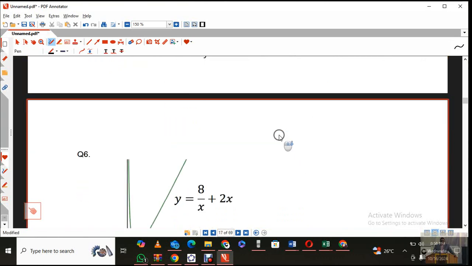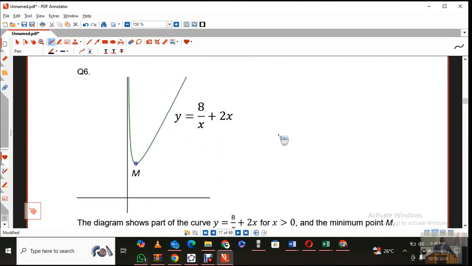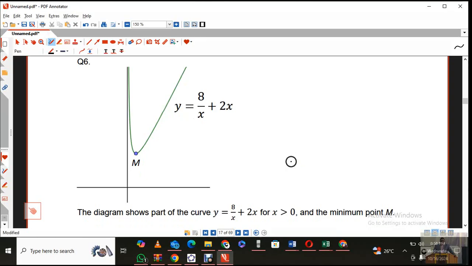All right, let's come to question 6. We have another one. Some of these questions are also in your textbook. The diagram shows part of the curve of 8 over x plus 2x. I've drawn the curve, as you can see, for values of x greater than 0.